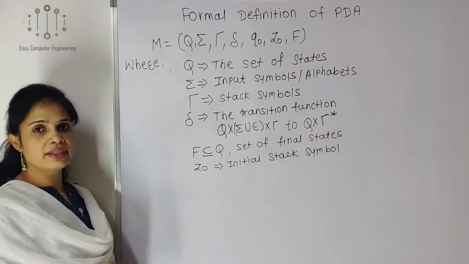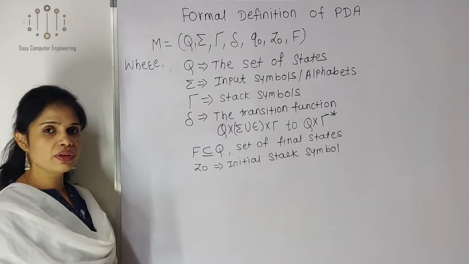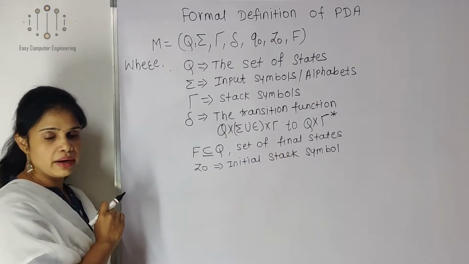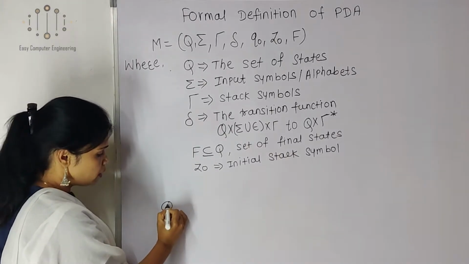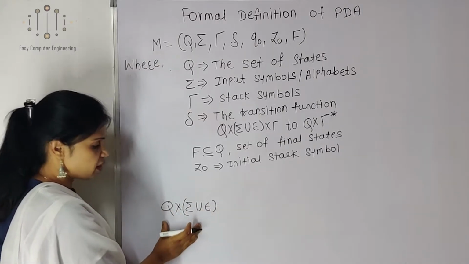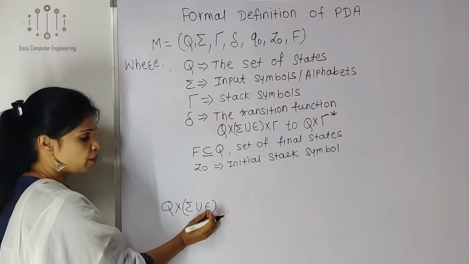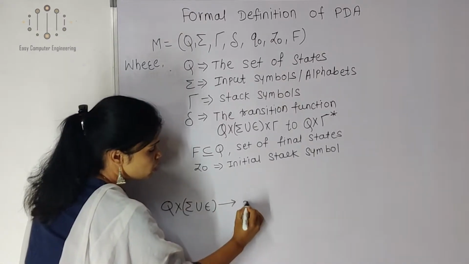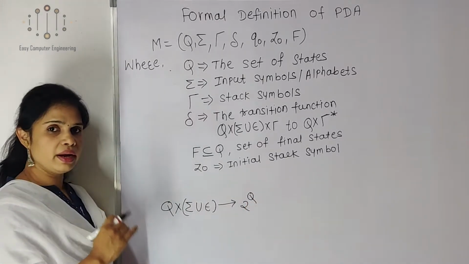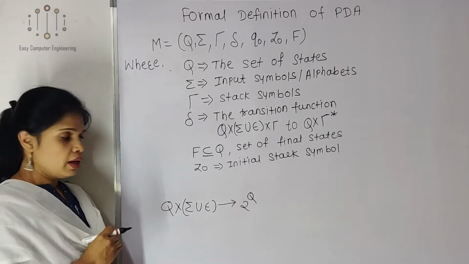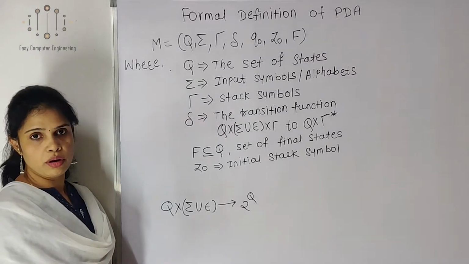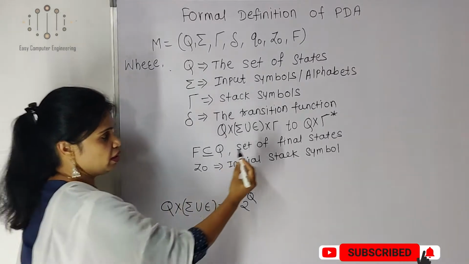Then next is the transition function. This transition function is a little bit different. In finite automata we saw Q into sigma or epsilon. If it is an NFA, we also consider epsilon. And then we reach 2 raised to Q. So this was the transition function in finite automata, in NFA. But here, as we are going to check the stack symbol also, we need to take that.